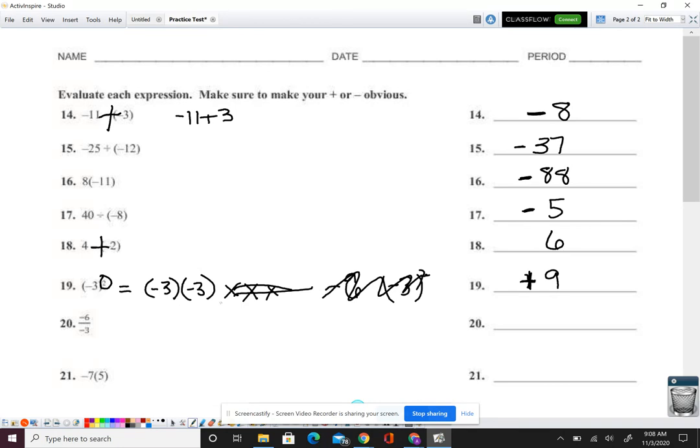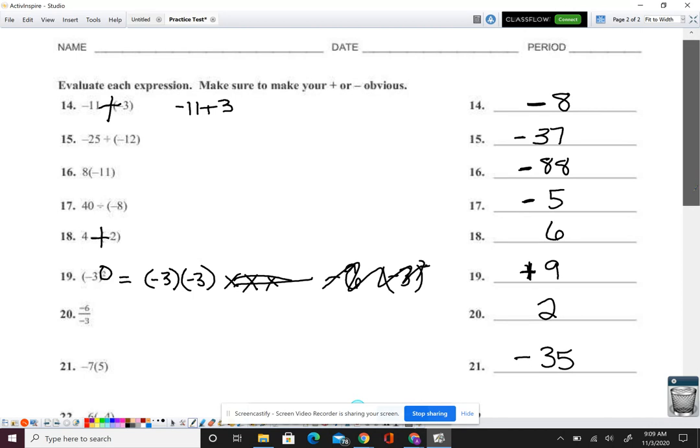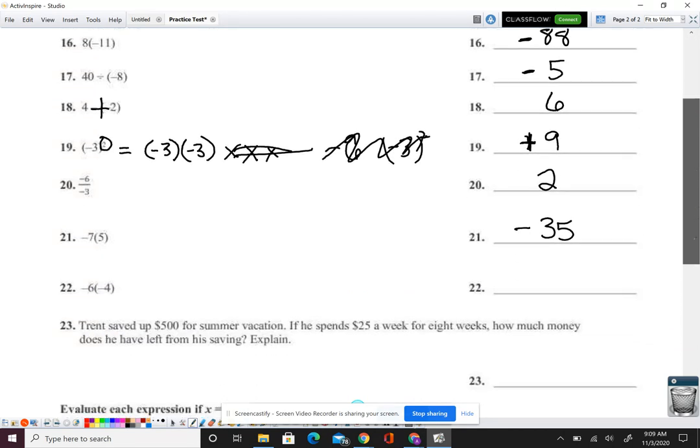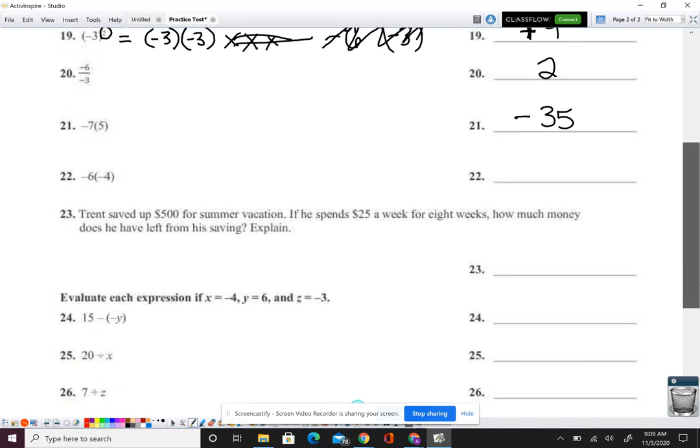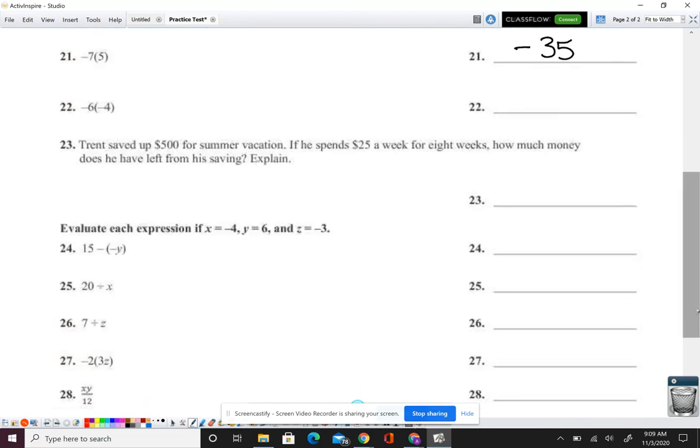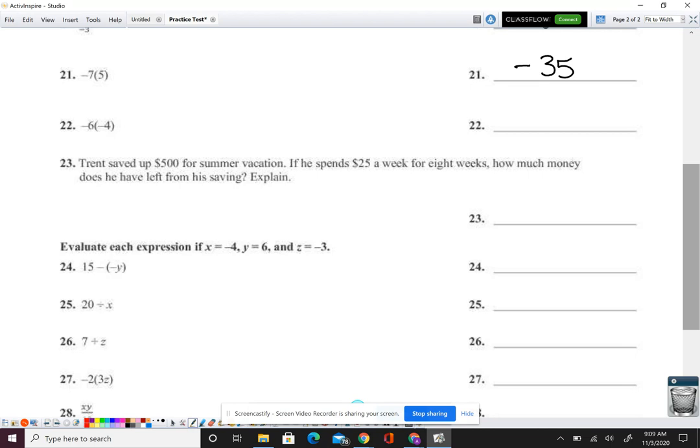Number 20, two negatives being divided is a positive. 6 divided by 3 is 2. And negative 7 times 5, one negative sign, so it's negative. 7 times 5 is 35. And then the last one in this section, negative 6 times a negative 4, two negatives multiplied together give you a positive. 6 times 4, 24.